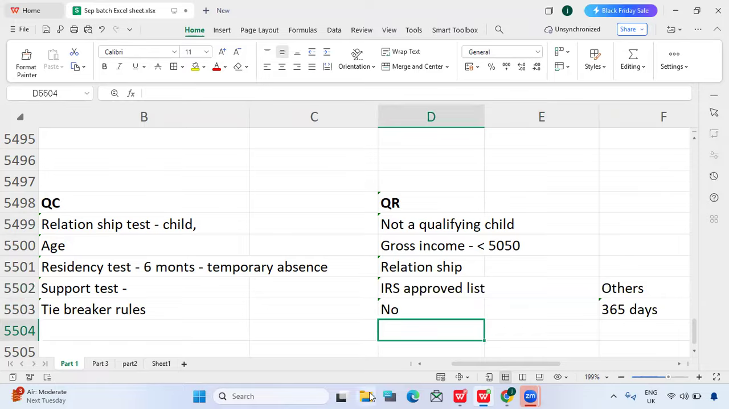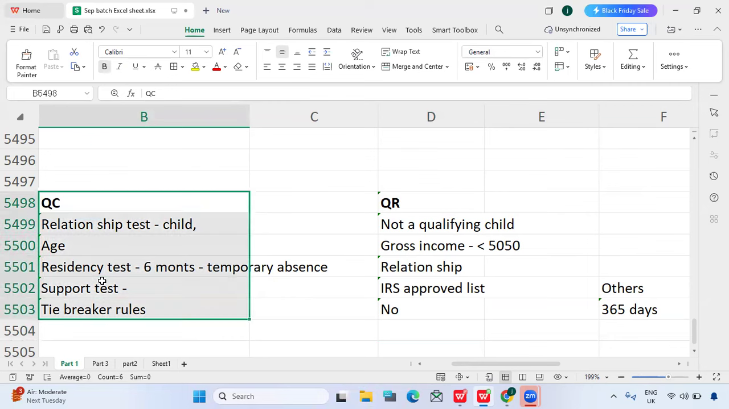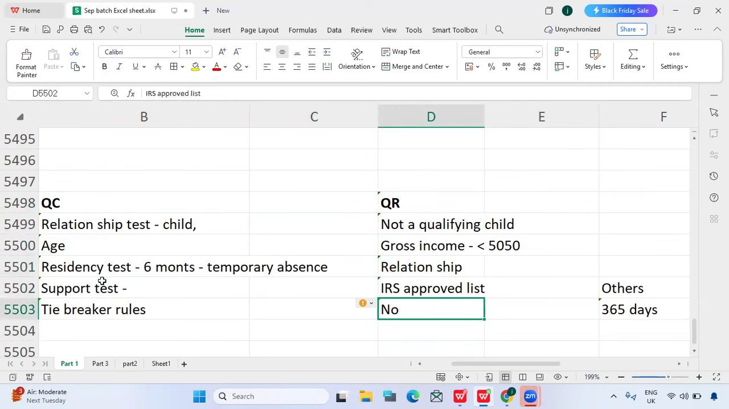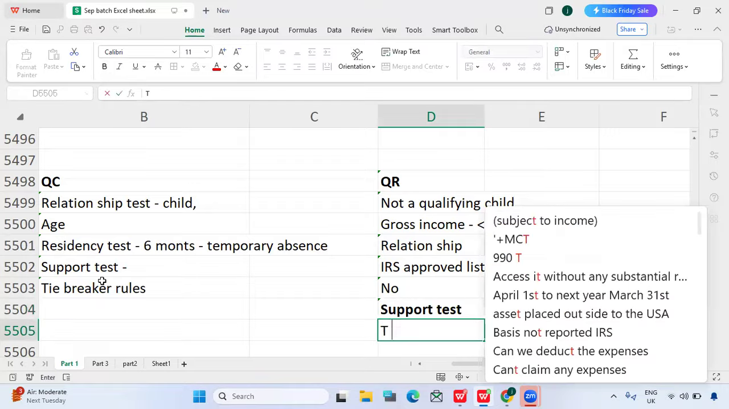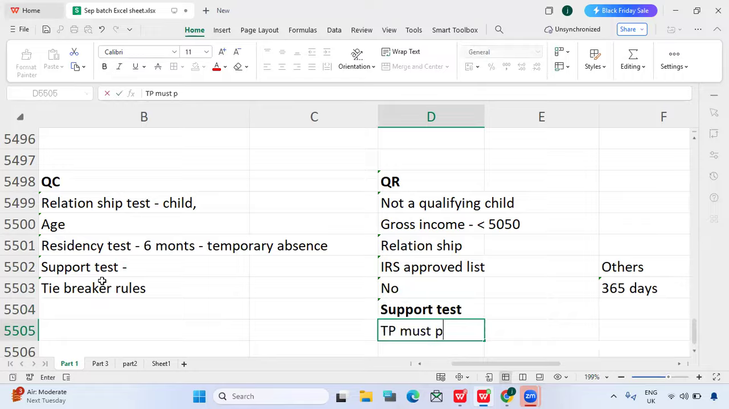Now tell me, what is the difference between the qualifying children support test and the qualifying relative support test? So here, in the support test, who should provide 50% of the expenses? Taxpayer. The taxpayer must provide more than 50% of the expenses, or I can say support.